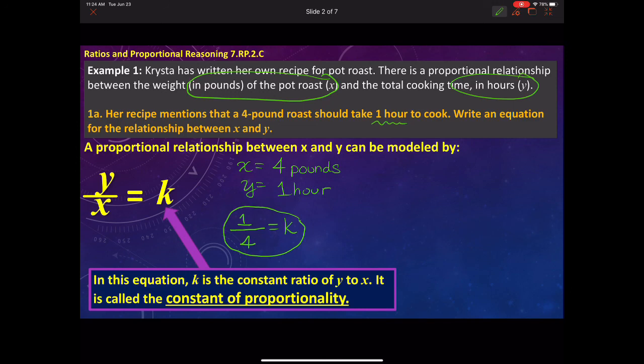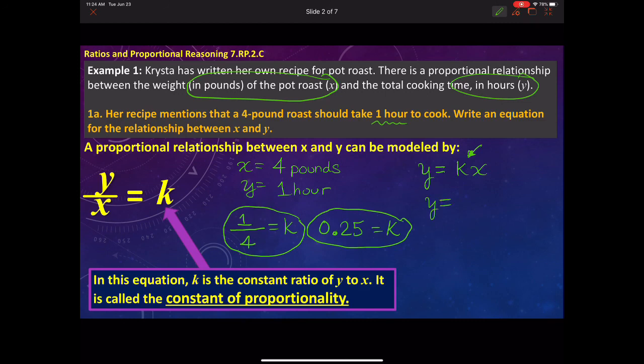Or you can just divide it with your calculator, or just know that 1/4 is 25/100. Either one of these values for K would be acceptable. So when you write your equation out, we're going to write it in y equals kx form, except we're not going to put the K literally in. We're going to replace the K with a value that we know it equals.